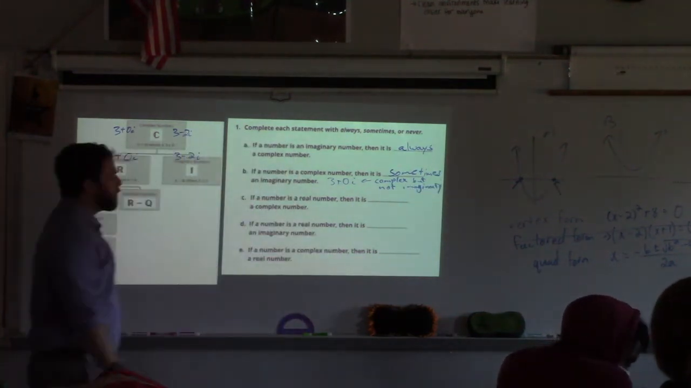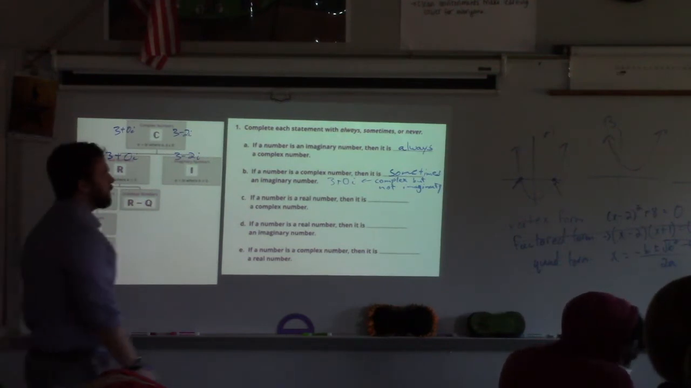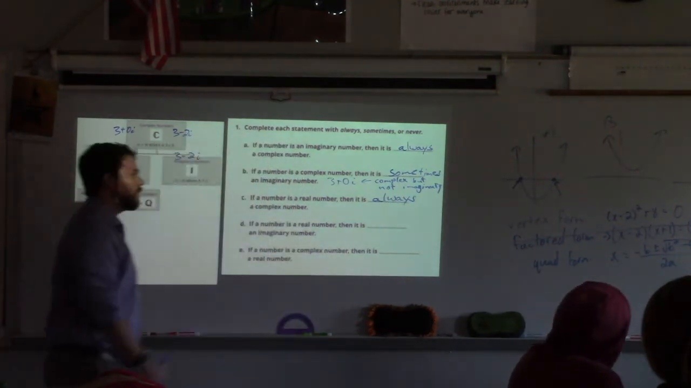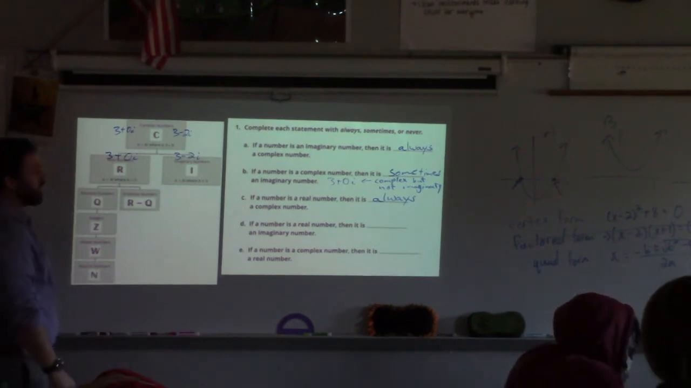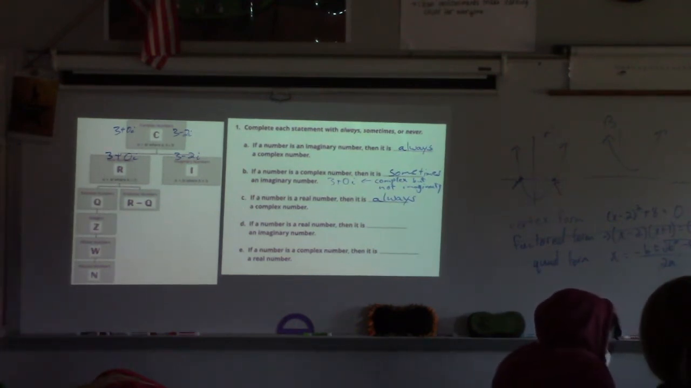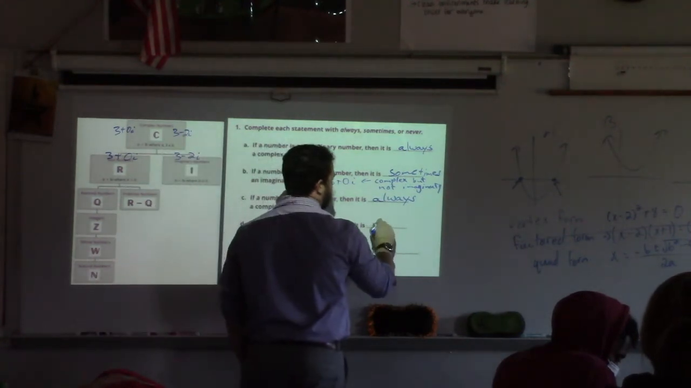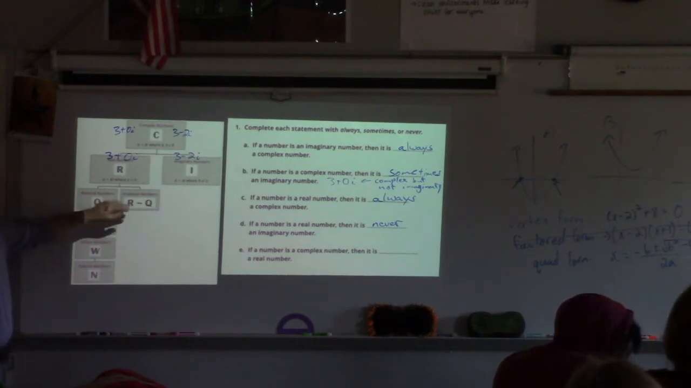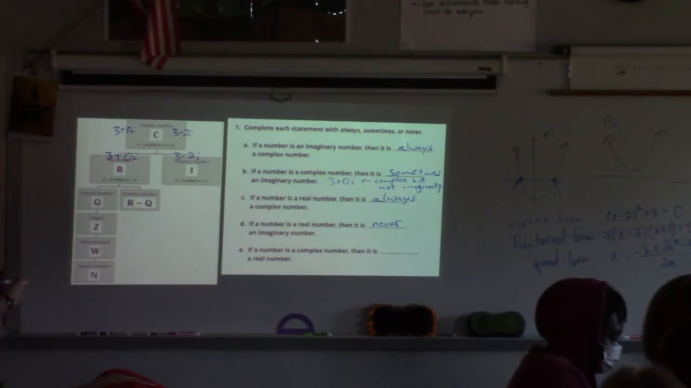Alright? So if a number is a real number, then it is always, sometimes, or never a complex number. Always. That real number is always going to be complex. If a number is a real number, then it is always, sometimes, or never an imaginary number. Never, right? That's the whole thing. They are completely different sets. Just like, can a number ever be both rational and irrational? No, they're completely different sets. They're next to each other, and they're different sets of numbers.